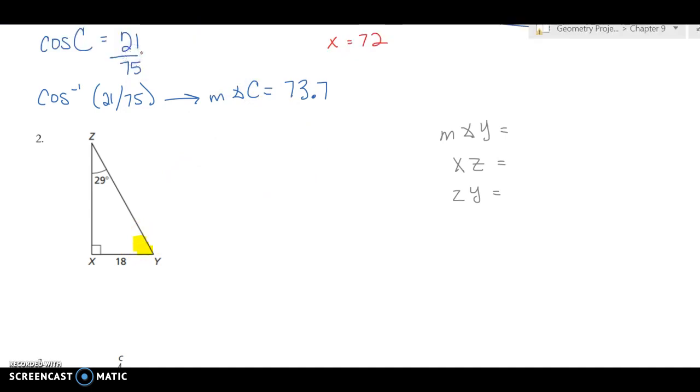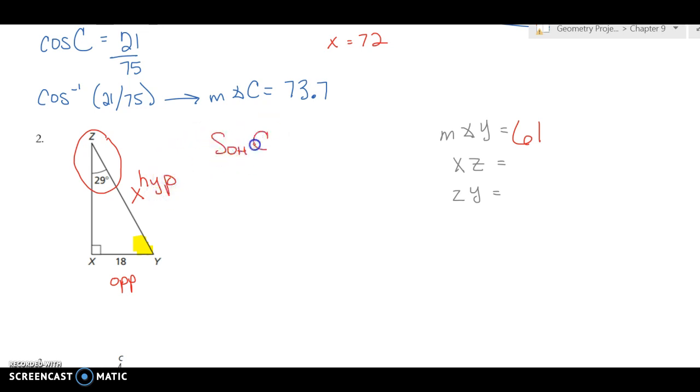So 180 minus 90 minus that angle of 29 gives me 61. Now, it doesn't matter which of these two sides you want to start with. I'll start with my hypotenuse here. And so I'm circling my 29. I'm labeling my sides. And now I'm going to pick my ratio.